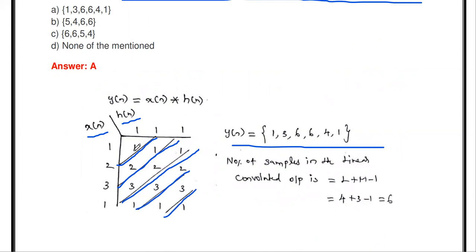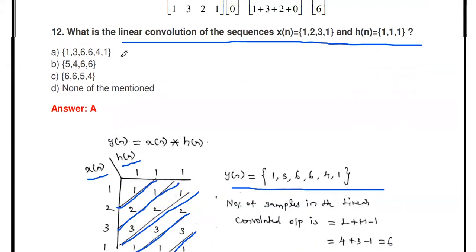So the first answer is 1. The second answer is 2 plus 1, 3. Then 3 plus 2 plus 1, 6. Then 1 plus 3 plus 2, 6, then 4, 1. This is the answer. So 1, 3, 6, 6, 4, 1. This is the linear convolution output.